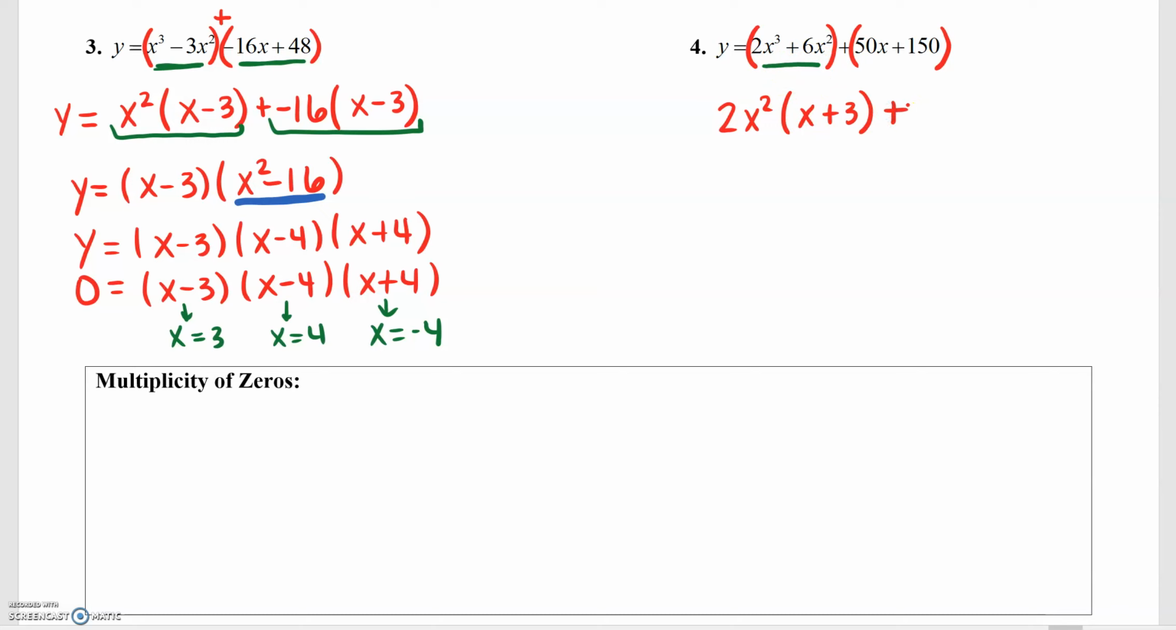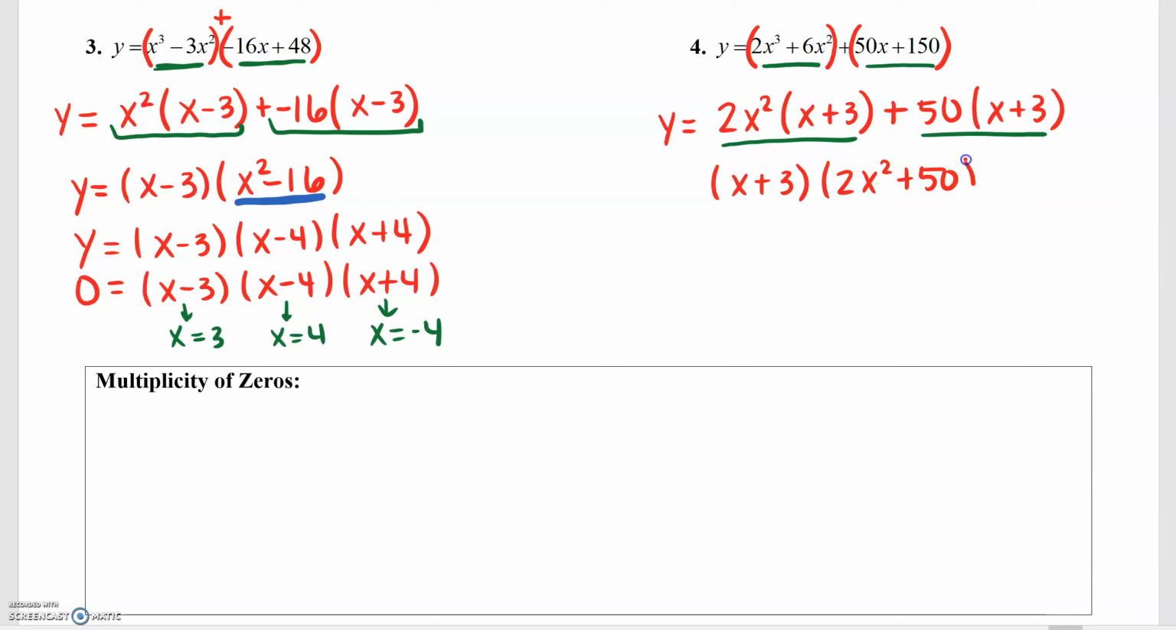Plus, I go to my second grouping, and hopefully you saw that what they both had in common was a 50, times what's left over, x plus 3. The y equals is still in front. Check that you haven't dropped it off. Now that I look at my two groups, hopefully you saw that both groups had an x plus 3. So I'm going to factor out an x plus 3, which means my other factor is 2x squared plus 50.